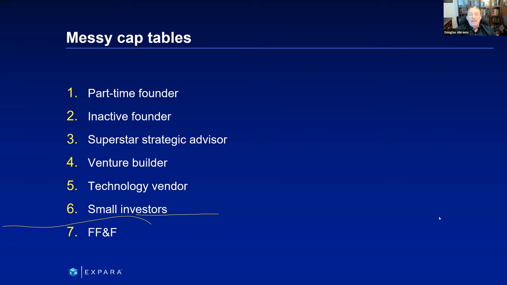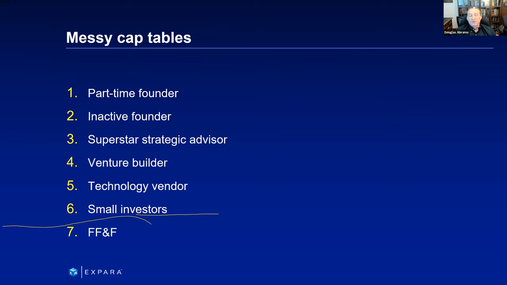Another form of messy cap table is a lot of small investors. Let's say we see startups that raise $100,000 from 20 investors that put $5,000 each into the company. Although they got a nice $100,000, now the cap table is very crowded with small investors. This is definitely going to become a problem later, because every shareholder is a potential problem.